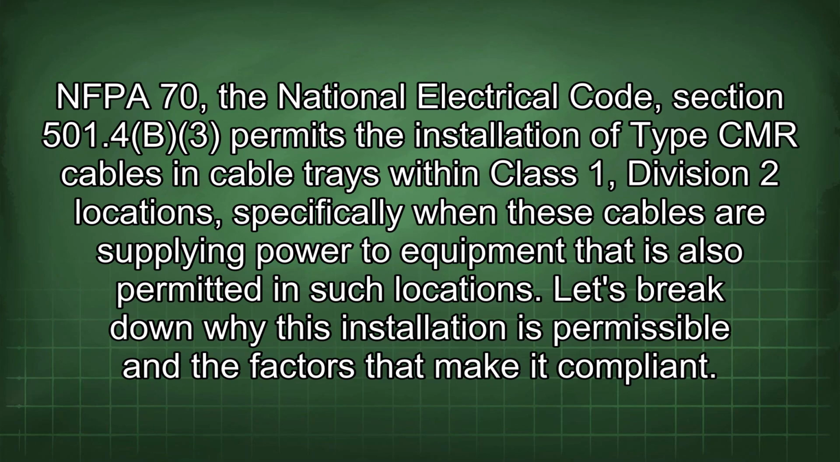NFPA 70, the National Electrical Code, Section 501.4(B)(3) permits the installation of type CMR cables in cable trays within Class 1, Division 2 locations, specifically when these cables are supplying power to equipment that is also permitted in such locations. Let's break down why this installation is permissible and the factors that make it compliant.